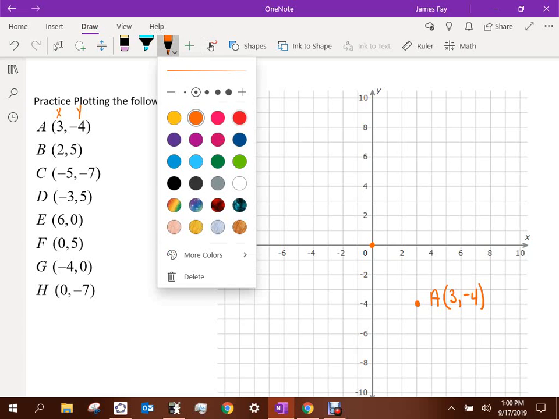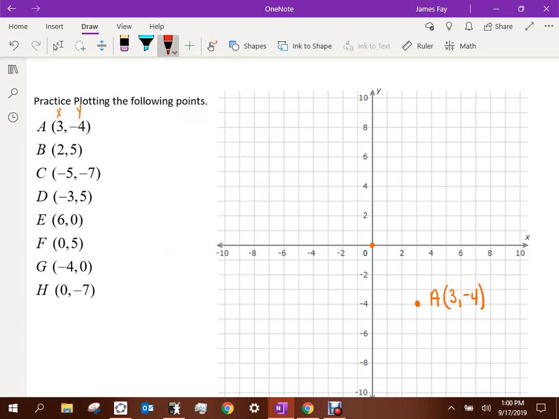If I'm going to do the next one, I'm going to do B. So again, start back at 0, 0. Always start back at the beginning. Now where am I going to go? Right 2, and then where? Up 5, good. So it's point B, 2, 5.